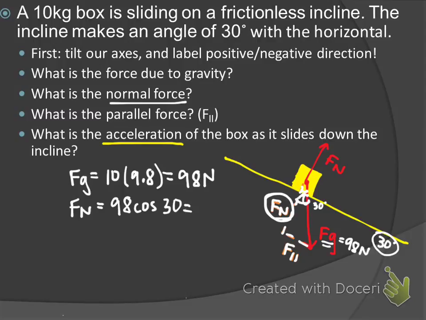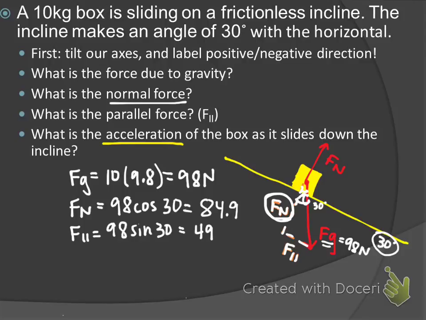For these problems in your gravity triangle, you can memorize that normal force is always cosine, parallel is always sine. Always, always, always. That's one of the rare ones that we can use as kind of a rule. So 98 cosine 30 gives us 84.9. And for the parallel force, we will use sine, so 98 sine of 30. And I get 49 newtons.